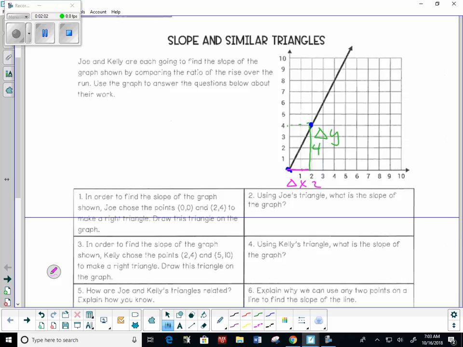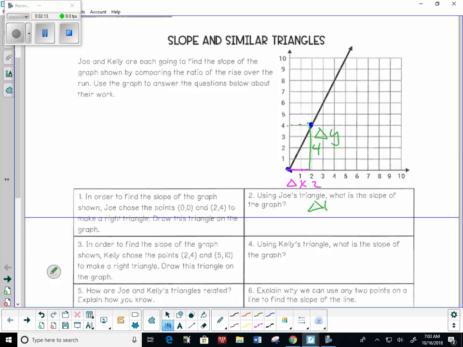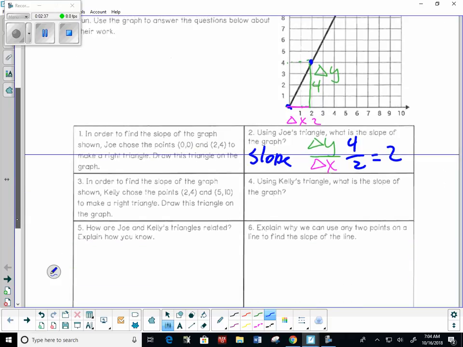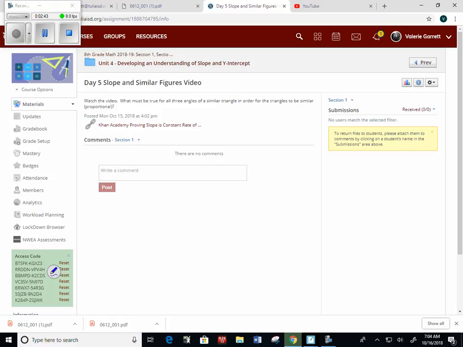So when we put the change in y over the change in x, we've got 4 divided by 2, and 4 divided by 2 gives us 2. So that was the change in y over change in x, or we might call it our slope. Okay, and so now we're going to look at what happens with Kelly.